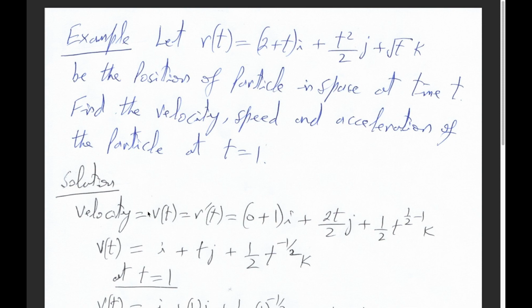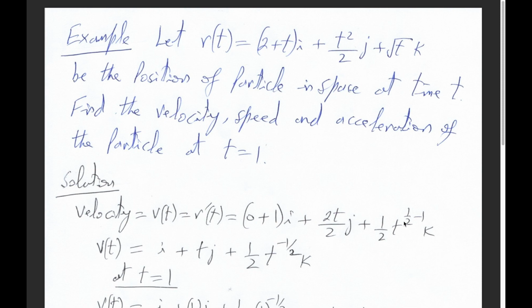So you will do the same thing. If you want to find the velocity vector, what you need is the first derivative of the position vector. Our position vector is given as r(t) equal to this. Now the derivative of 2 is 0. The derivative of t is 1. Then the derivative of t squared over 2 is 2t over 2, you write the same thing. Plus the derivative of t to the power half, because you know the square root is the power half, so it will be half t to the power half minus 1.